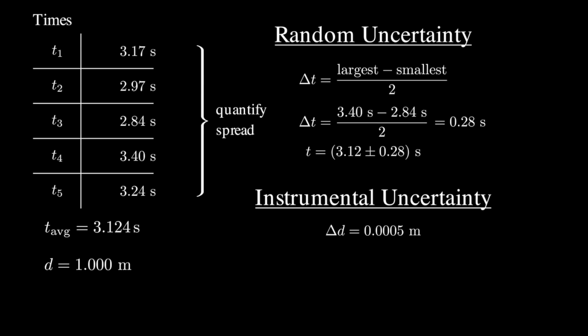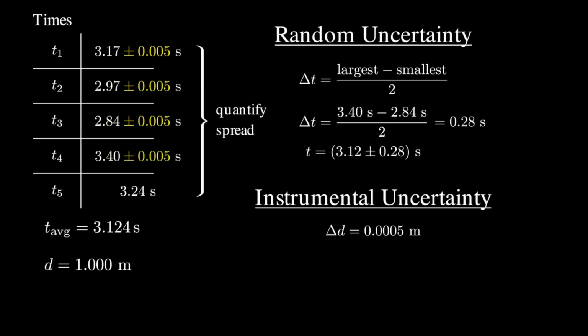Keeping those 3 decimal places conveys to others that our instrument, the meter stick, is measuring to thousandths of a meter, or millimeters. One question or confusion that often arises is this. The stopwatch measures to hundredths of a second, so why don't we write each time measurement with an instrumental uncertainty of plus or minus 0.005 seconds?